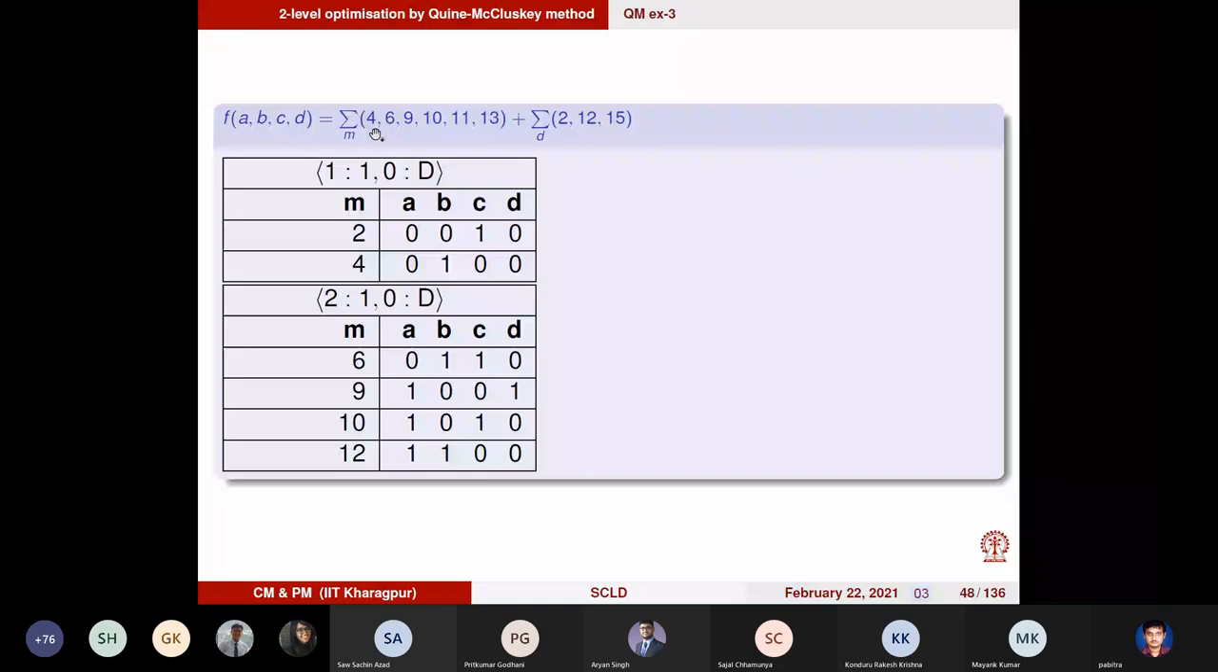11, 15, 13, 12. We have 1 dash, 2 1s and 1 dash, 3 1s. So these are the combinations that I have.